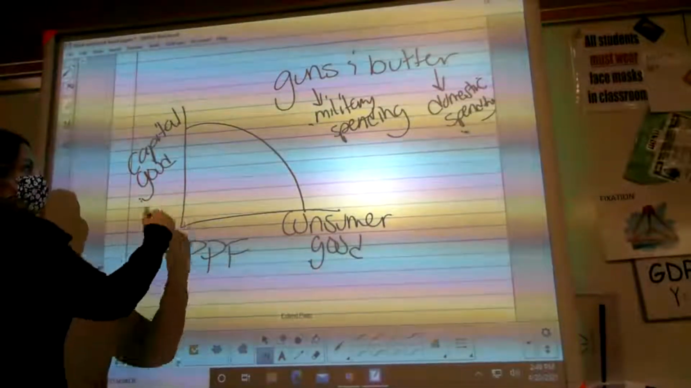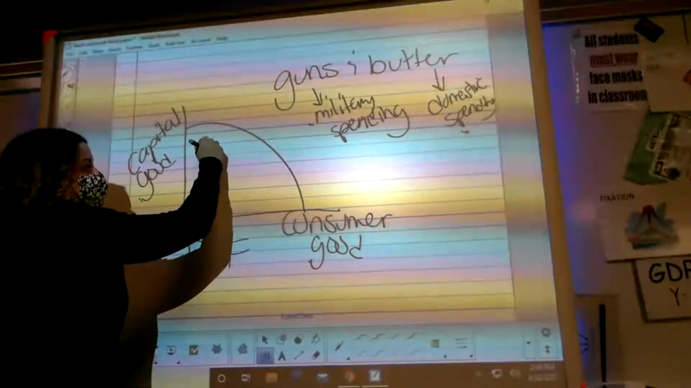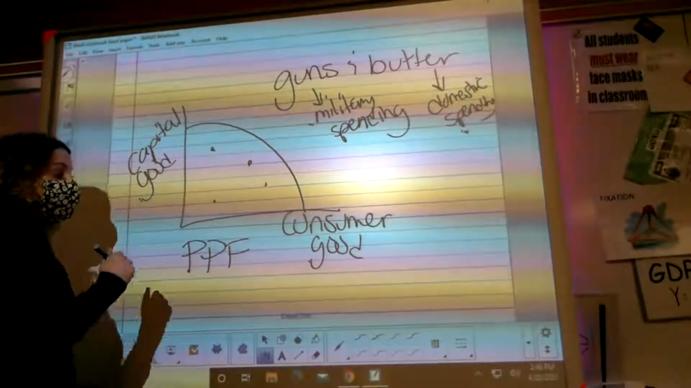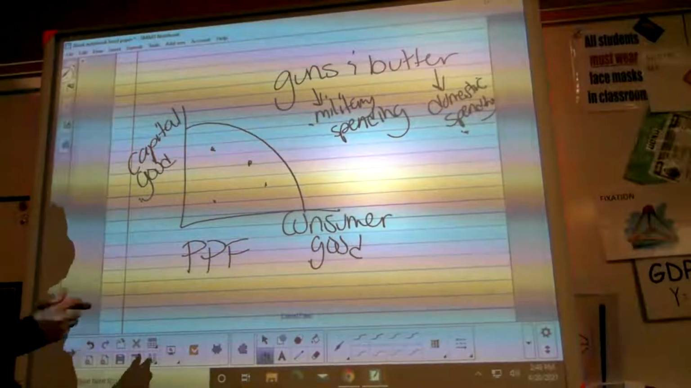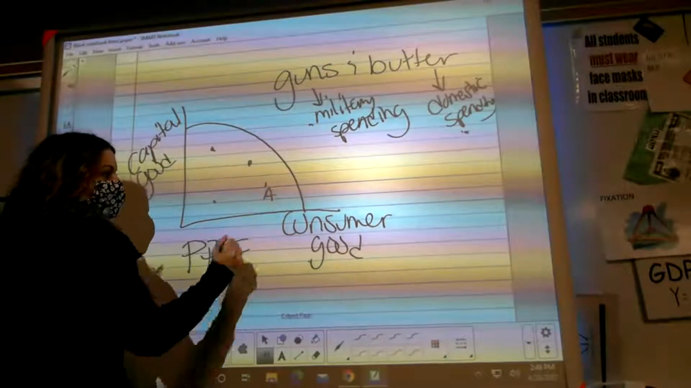So here we have capital goods and consumer goods. Remember, at any point inside the curve, you have enough resources to do that, but it's just not the most efficient. Okay, let's say that you were at A.